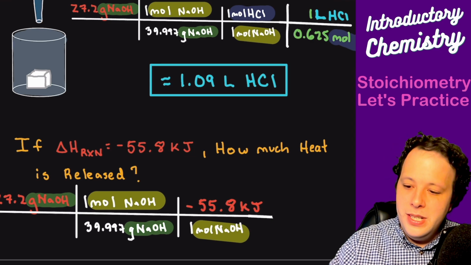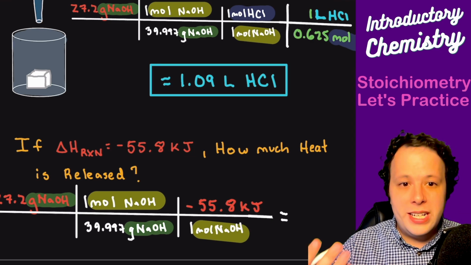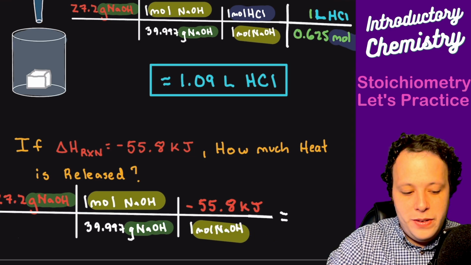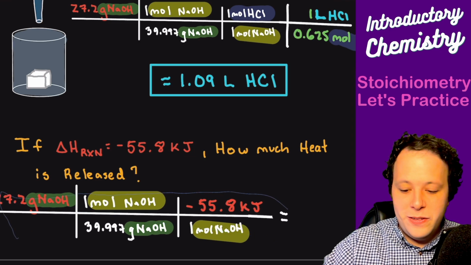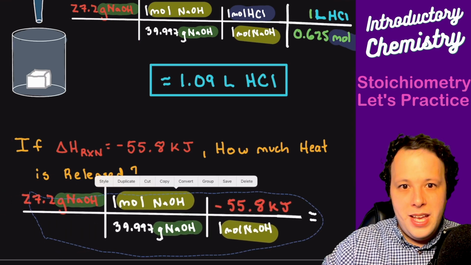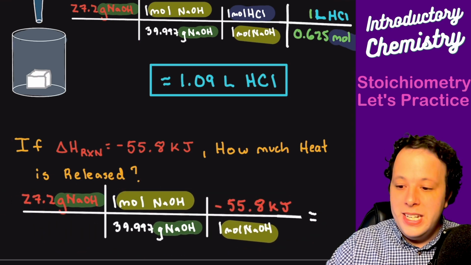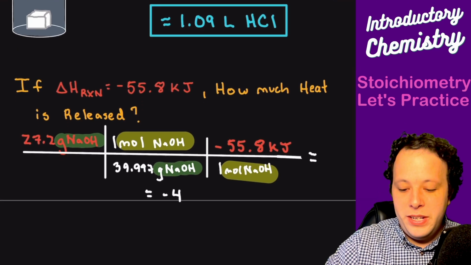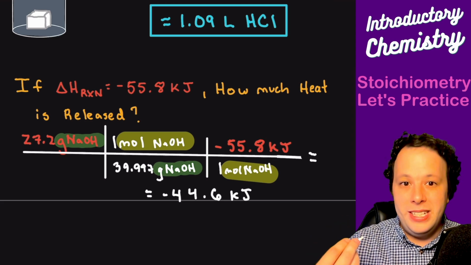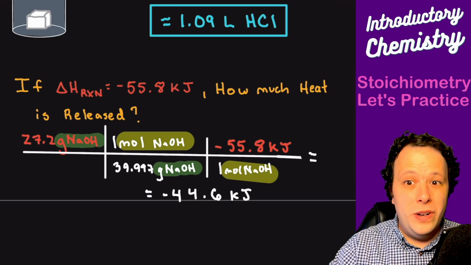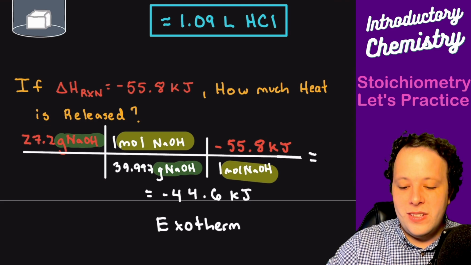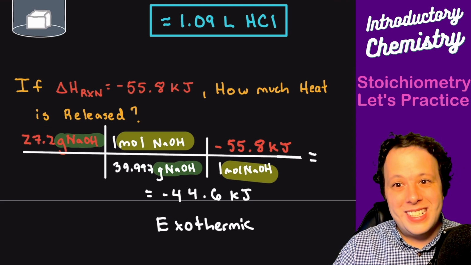Okay, so if we were to do this, you'd take 27.2 times that by negative 55.8. And let me just move this over because I'm realizing it's getting cut off. And you would divide that by 39.997, and we would get about negative 44.6 kilojoules of energy is released. And negative means what type of reaction this is. This would be an exothermic reaction. So that's to let you know. All right. So if you had a label, exo or endo.